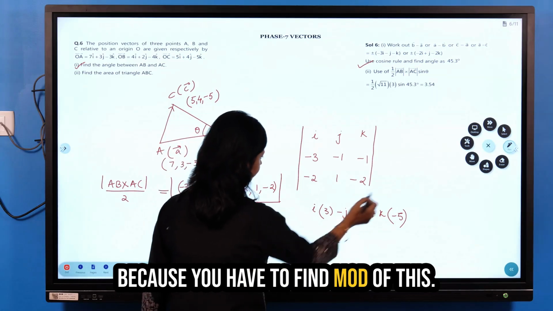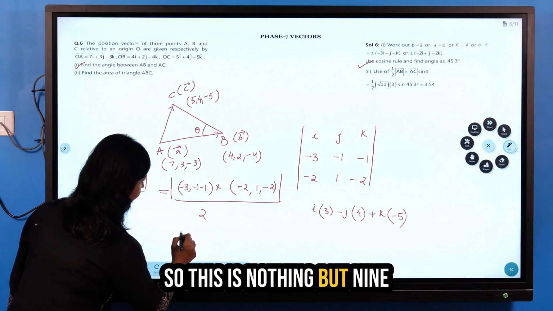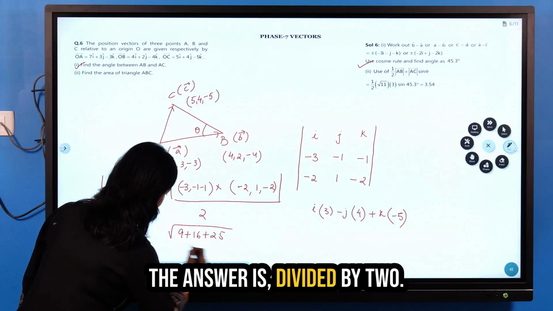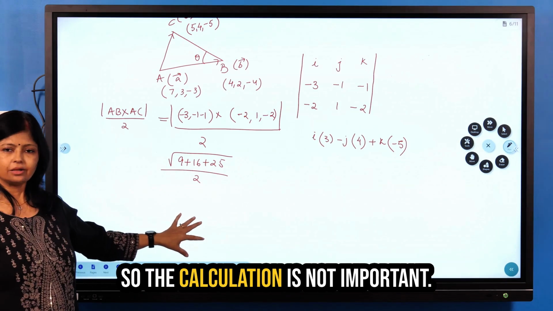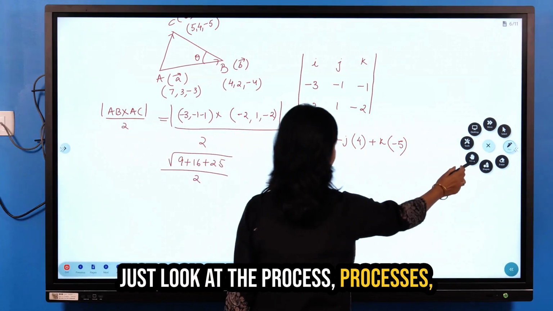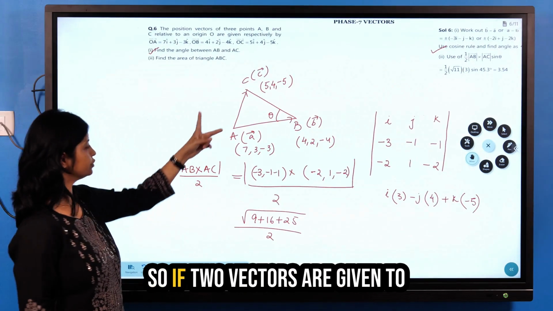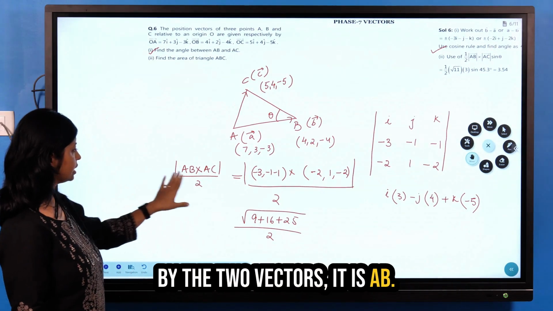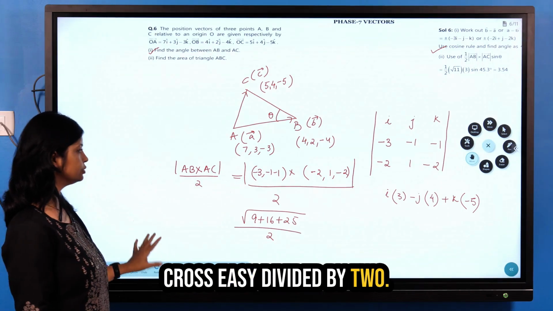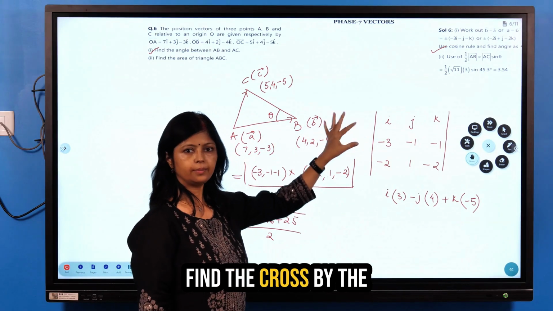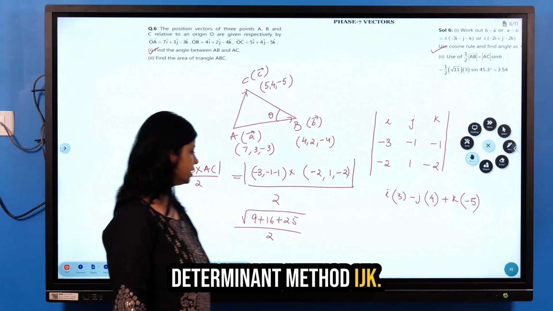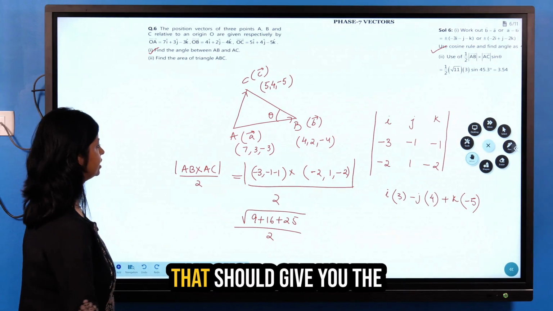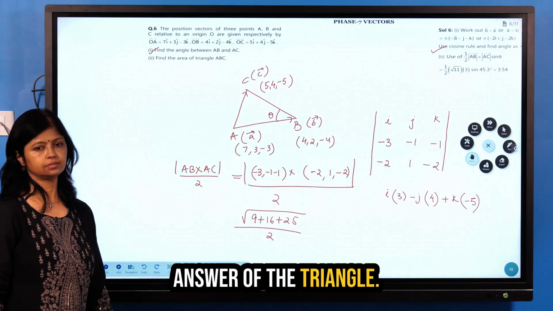Because you have to find the mod of this, it is 9 plus 16 plus 25, whatever the answer is, divided by 2. The calculation is not important. Just look at the process. The process is the application of the cross product. If two vectors are given to us and the triangle formed by the two vectors, it is AB cross AC divided by 2. Find the cross product by the determinant method, i j k. Take the mod, then take the mod divided by 2. That should give you the area of the triangle. Thank you.